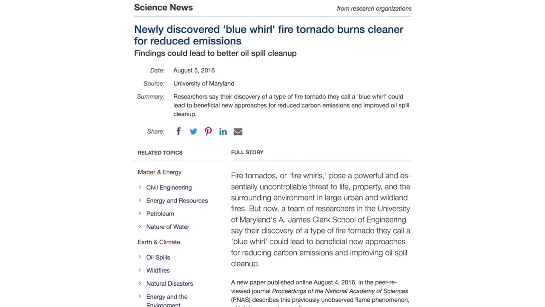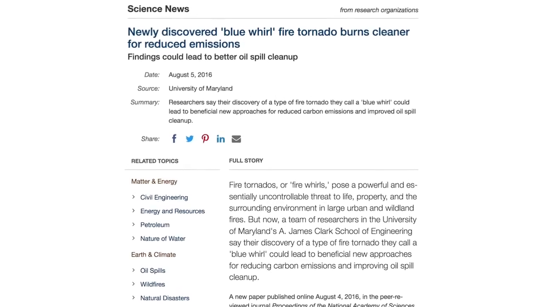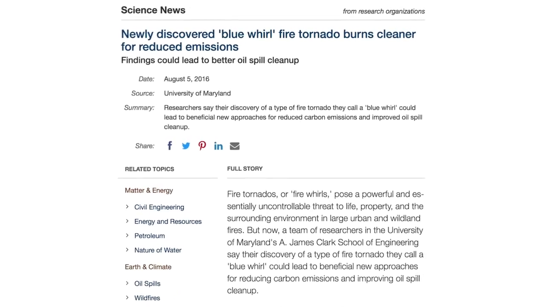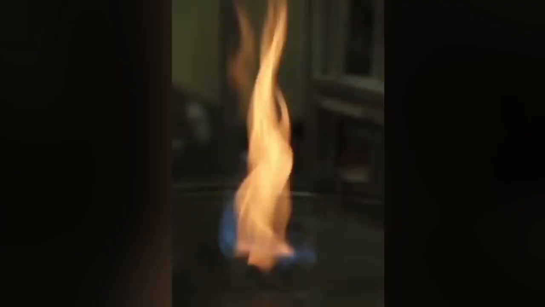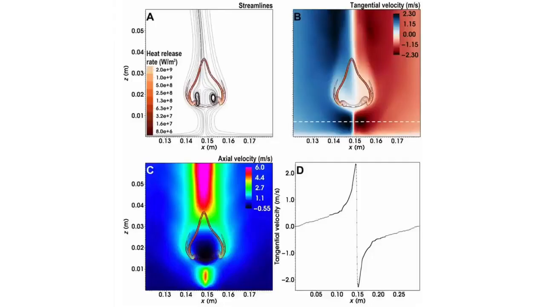In 2016, researchers discovered a new type of fire, blue whirls. Blue whirls are a swirling flame phenomenon that evolves from a chaotic fire whirl and burns with nearly soot-free combustion. Supercomputer simulations have revealed the flame structure and flow structure of the blue whirl.